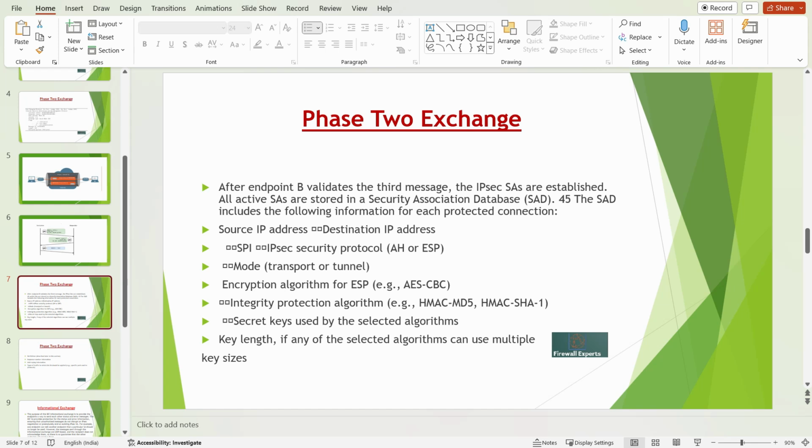So let's move forward. After B validates the third message, the IPsec SA is established, and all active SAs are stored in the security association database.